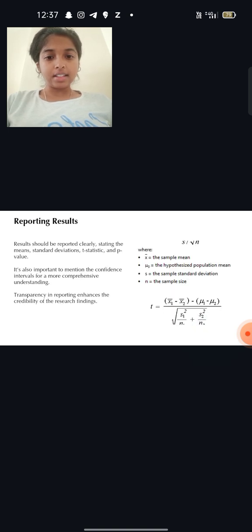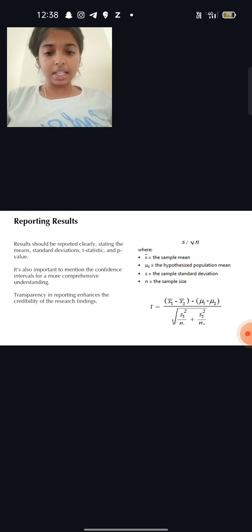Reporting results. Results should be reported clearly, starting from the means and standard deviations, the test statistic and the p-value. It's also important to mention the confidence intervals for a more comprehensive understanding. Transparency in reporting enhances the credibility of the research findings.